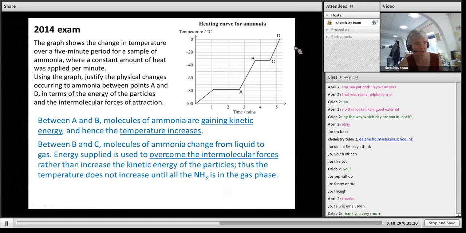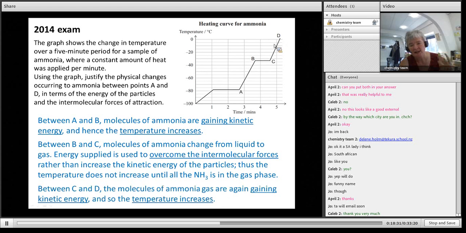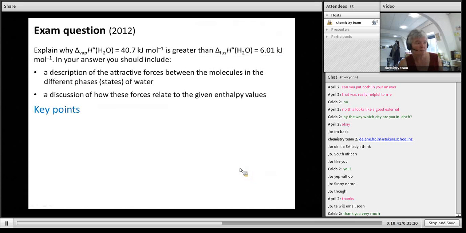And then finally explain why this increases. Again, you've broken all the intermolecular forces, so all that added heat is going as kinetic energy for the particles. Right, here's one from 2012, where it's not a heating curve, but they give you the delta H evap and fusion, and you have to talk about the intermolecular forces.